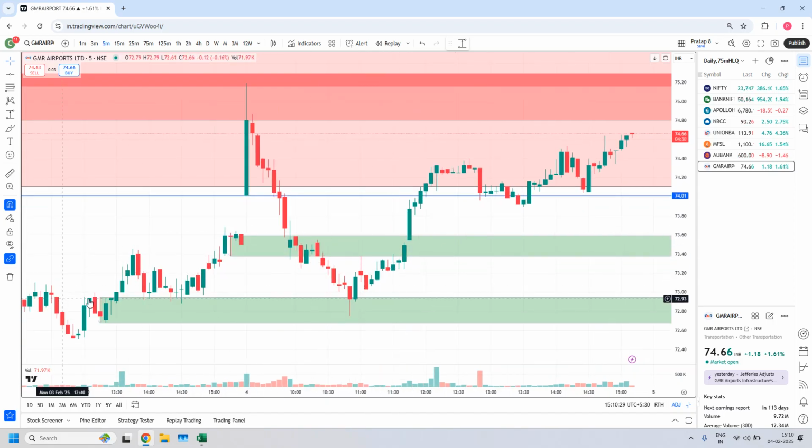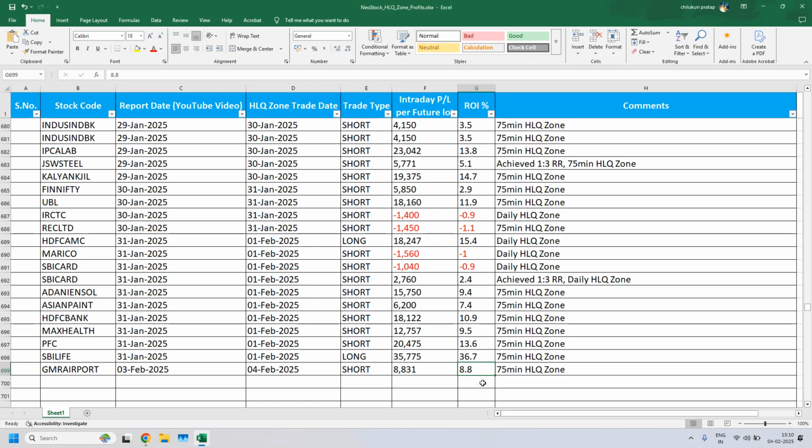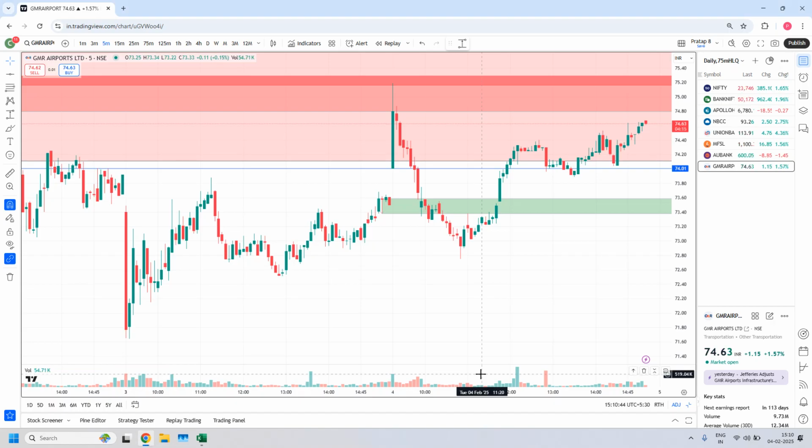So this is anyway. Till this first 15 minutes zone is achieved, we got 8.8% ROA as per one futures margin cost. Okay, this is one thing. And second thing is, actually we got one more trade.